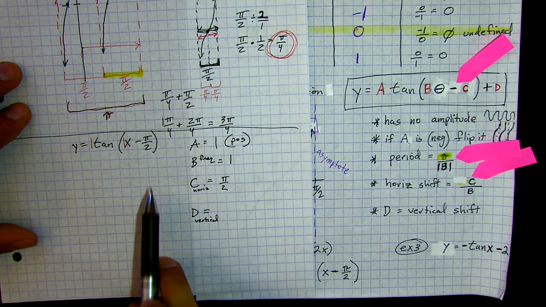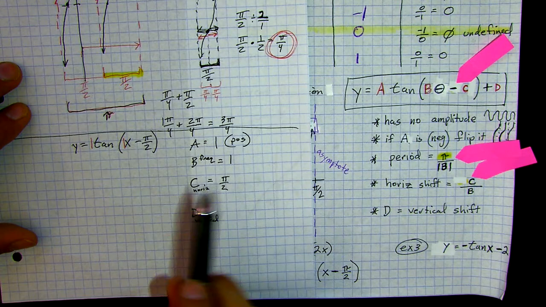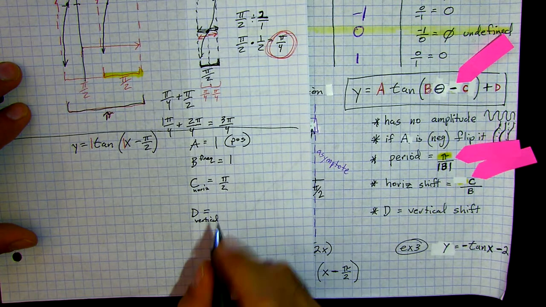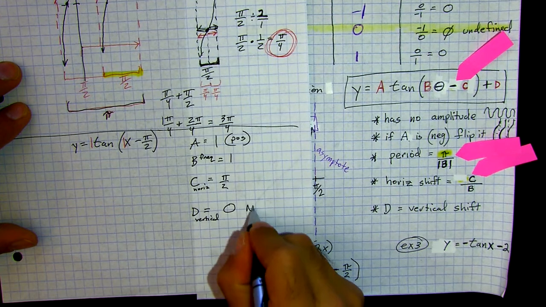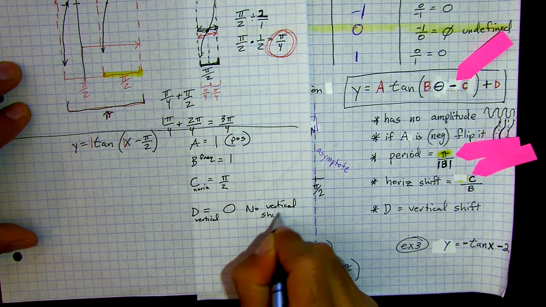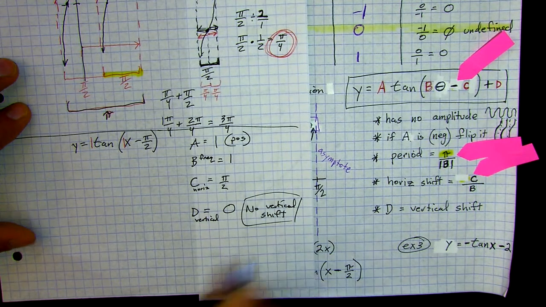And what is it? It's all of this plus 0. It doesn't have any number out by itself. It just has this expression and then it ends, so we know it's 0. So this has no vertical shift. It's good to know. Get that in your mind.